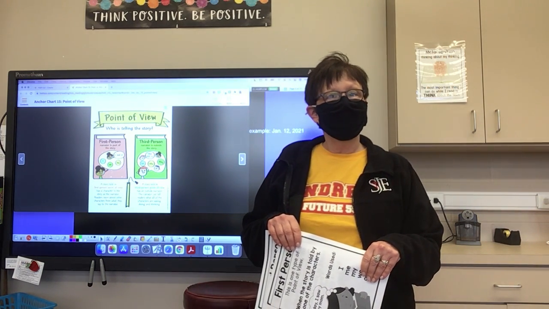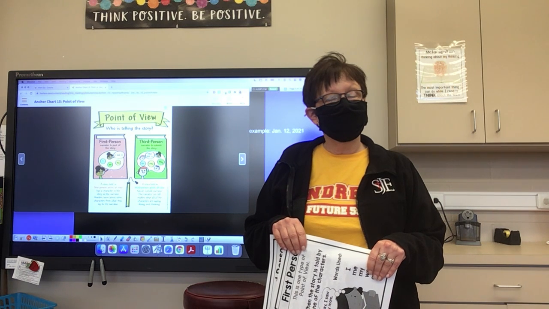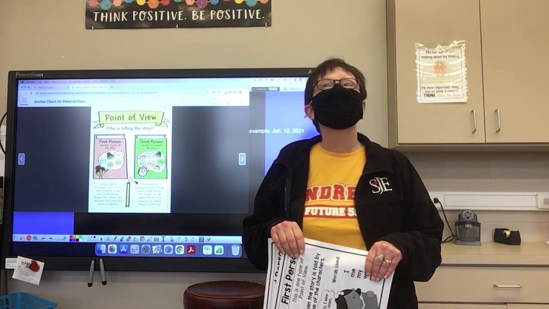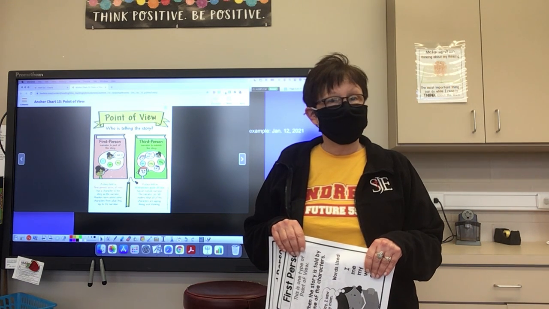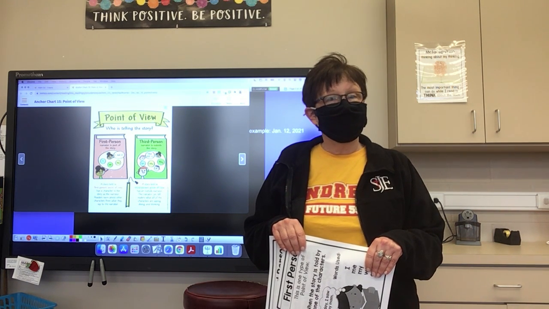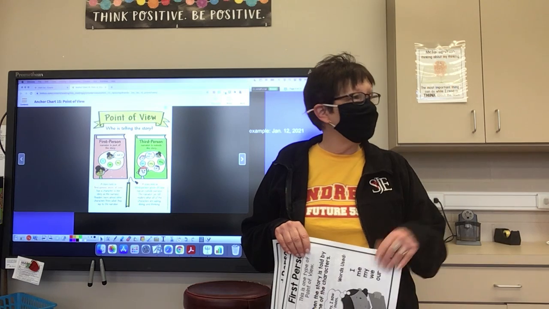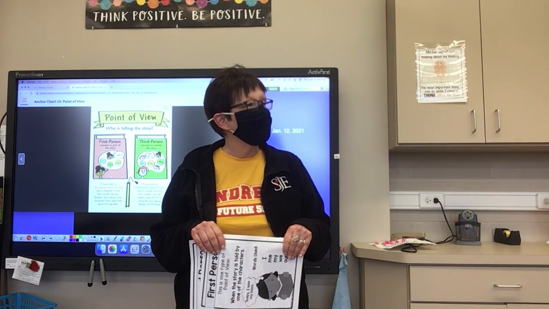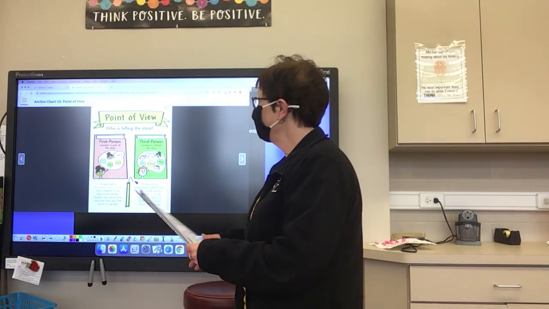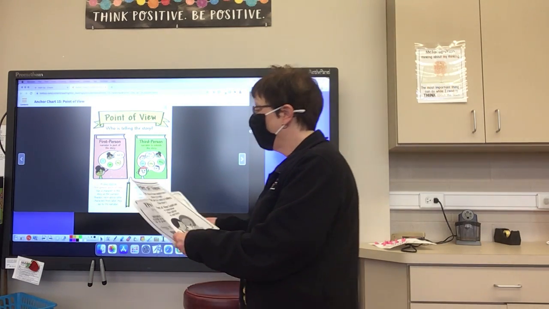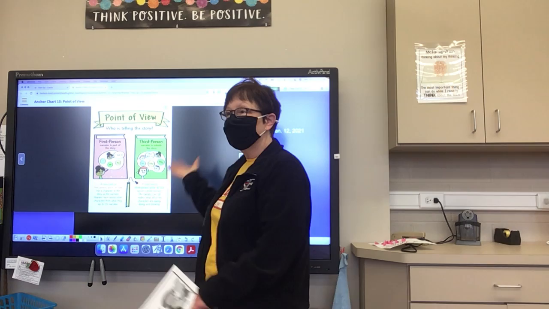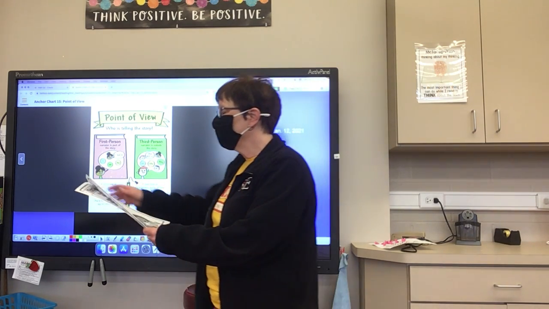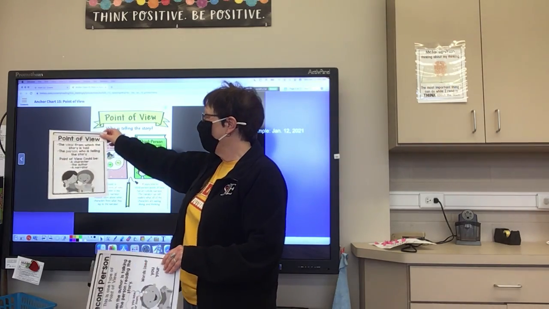Anastasia? If it's in first person, then the narrator is inside the story. In third person, the narrator is outside of the story. Very nice. What else do we know about point of view? That there's a third person and a first person. And so when we're talking about point of view, we're talking about who is telling the story. So it is the view from which the story is told.